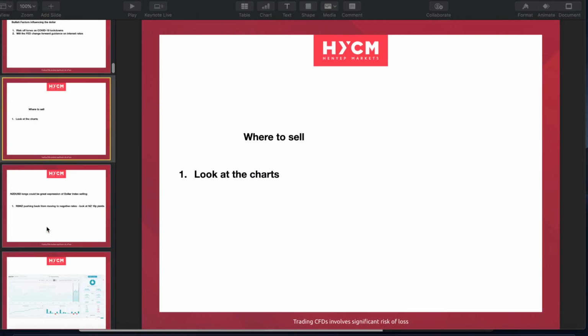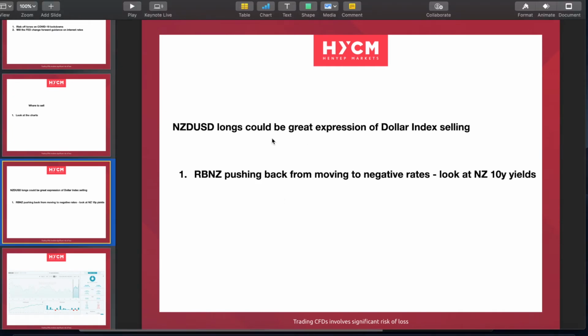Now, something else I want to show you. Another good expression of dollar weakness could be New Zealand US dollar longs. Now, the Reserve Bank of New Zealand has been pushing back from moving to negative rates. Now, a couple of things. Do check out my blog, and on my blog you'll see I've spoken about this in some detail.